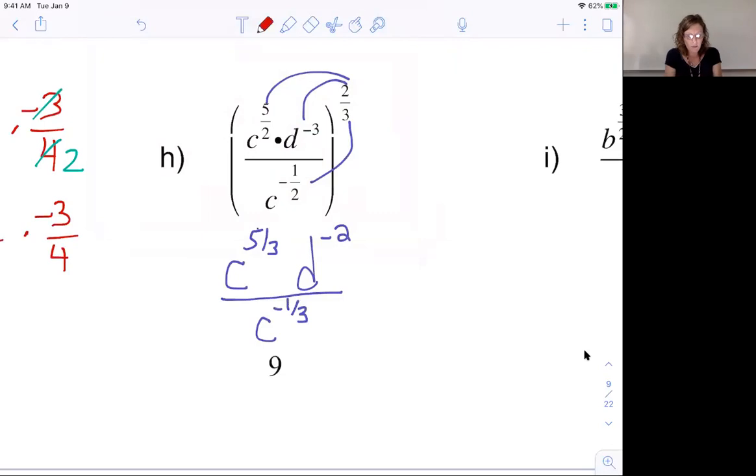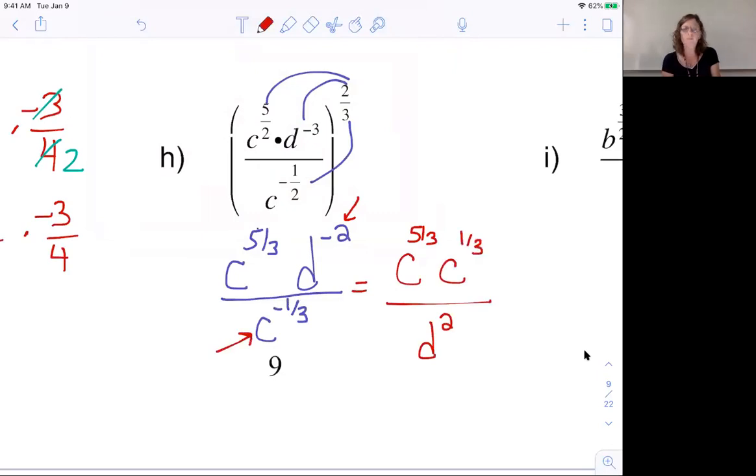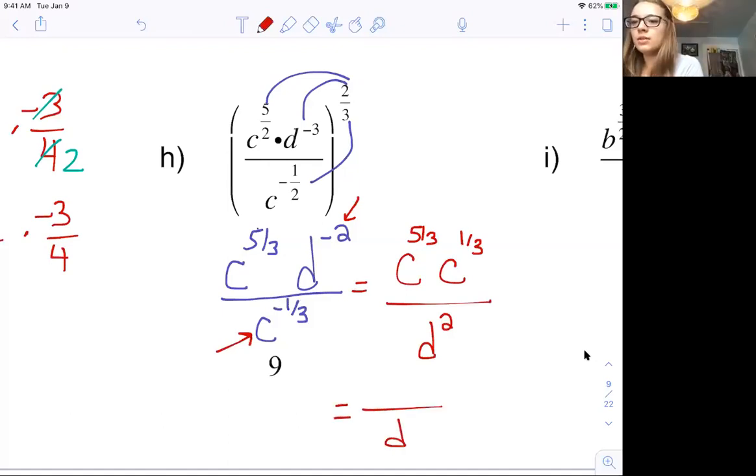So looking at what we have left, this one has a negative exponent, so I'm going to move the d to the bottom. The c has a negative exponent, so that gets moved to the top. Jenny, what is 5/3 plus 1/3? 6/3, which can be reduced to 2. Nice. So we end up with c squared over d squared.